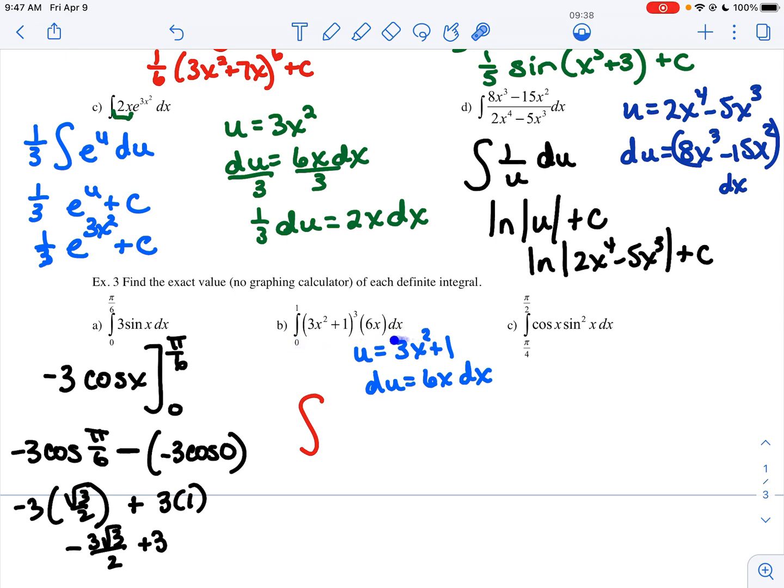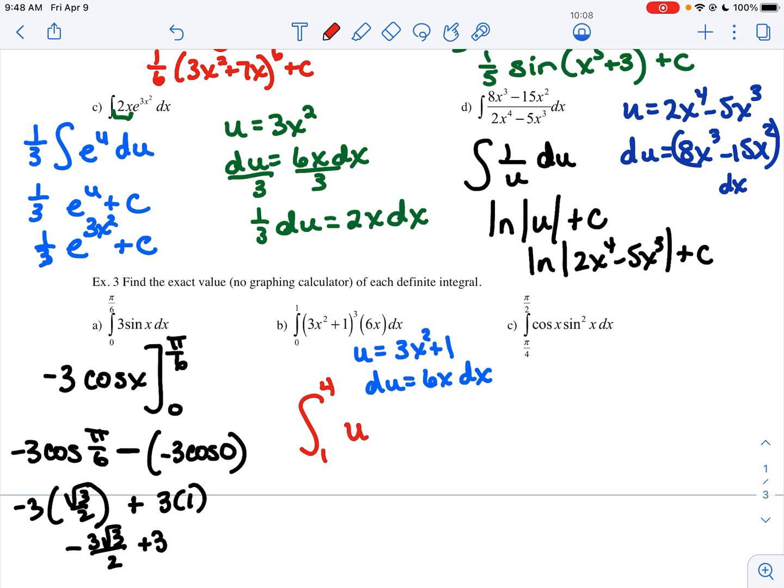My limits of integration are the 0 and the 1. I'm going to plug in that x is 0. If I plug in x is 0, what's the lower limit? Well, that would be 1, because you get 0 plus 1. Now I want you to plug in 1 for x. And what's your upper limit? You should get 4.